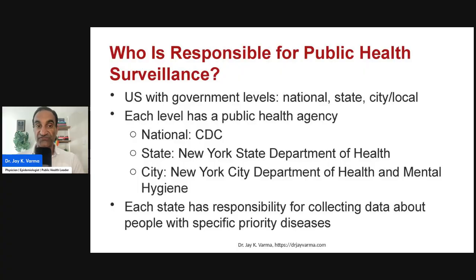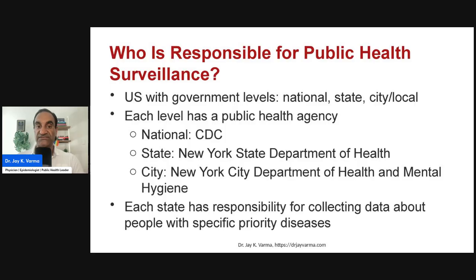Who is responsible for public health surveillance? In the United States, public health surveillance is fundamentally a government activity, and it occurs at the national, the state, and the city or local level. And each level of government has a public health agency. If you think about it, where I live in New York, at the national level, we have CDC. At the state level, we have the New York State Department of Health. And at the local level, we have the New York City Department of Health and Mental Hygiene.